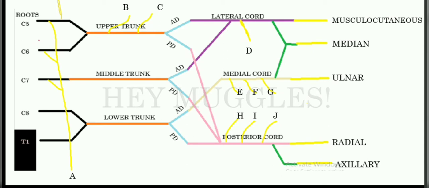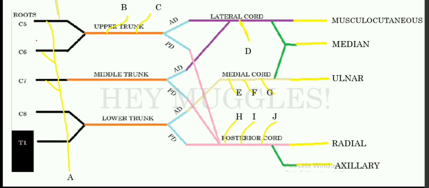Coming to the branches of brachial plexus, from roots C5, C6 and C7 there arises the long thoracic nerve. The long thoracic nerve supplies your serratus anterior muscle. From root C5 there arises the dorsal scapular nerve. The dorsal scapular nerve supplies your rhomboid major, rhomboid minor and levator scapulae muscle. In your upper trunk there arise 2 branches, that is your nerve to subclavius and suprascapular nerve.